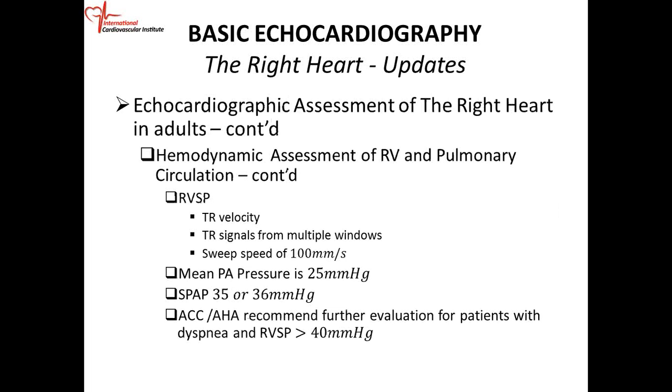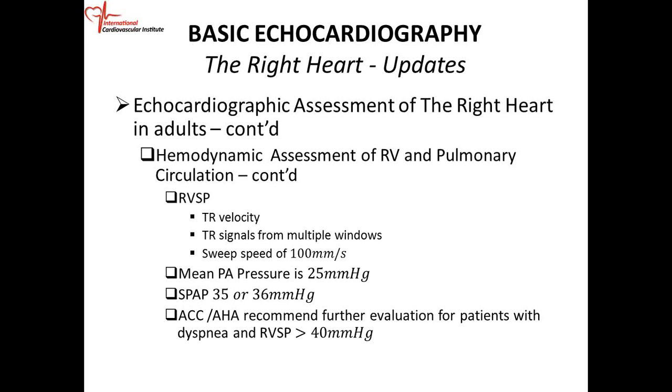Okay. So as we mentioned before, remember your right ventricular systolic pressure and your pulmonary artery systolic pressure are the same thing. They have the same numerical value, except if there's right ventricular outflow tract obstruction. To get your right ventricular systolic pressure and your pulmonary artery systolic pressure, you need to have tricuspid regurgitation.